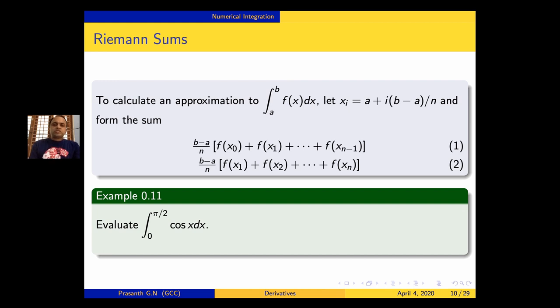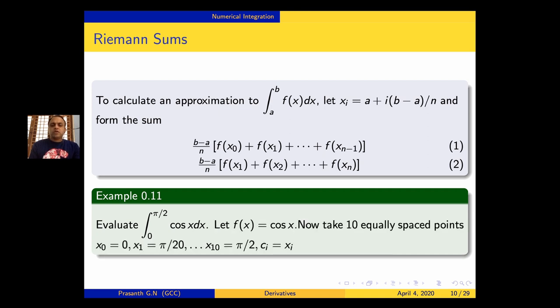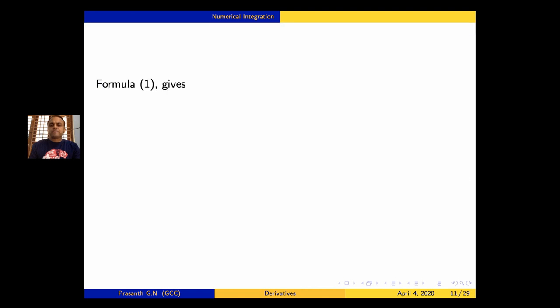Now let us use this to evaluate the integral 0 to pi by 2 cos x dx. Let f of x equal cos x. Now you divide the interval 0 to pi by 2 into 10 equally spaced points, starting with x0 equal to 0, x1 equal to pi by 20, etc. x10 is equal to pi by 2. Here ci is equal to xi.